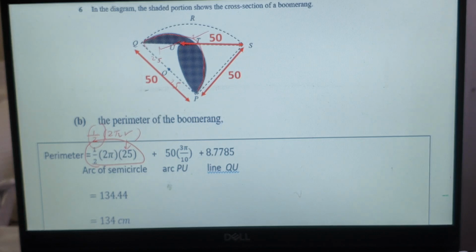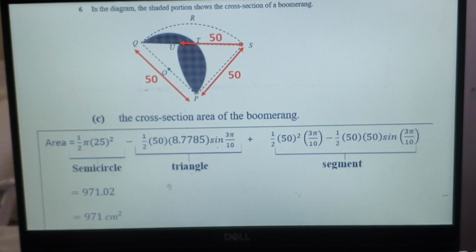Then how do you find this particular part? This one, isn't it? I mean here. Isn't this the arc of this sector? And just now we already found this angle. It's 3 pi over 10. So it's r theta. Correct? R theta. Then QU we found already. That's all. Very easy, okay.